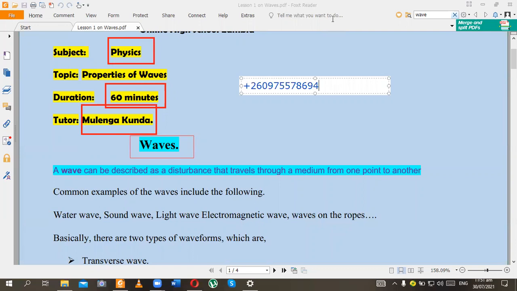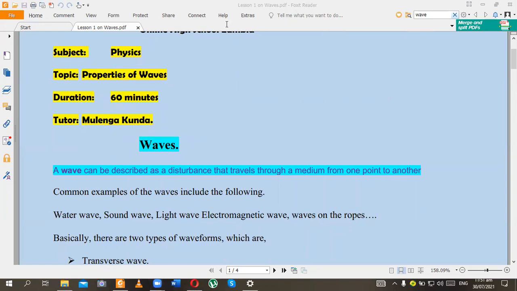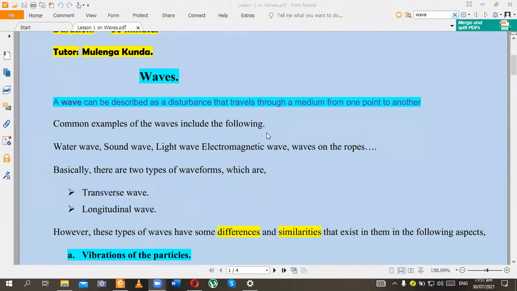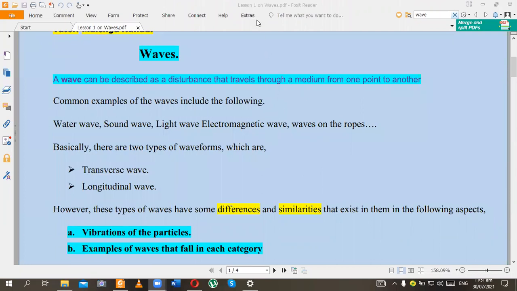Having introduced myself, my name, the approximated duration of the presentation, the topic, as well as the subject where it's coming from, let's get started. So we'll be looking at waves. Waves is not really a long topic per se. It's just something manageable.